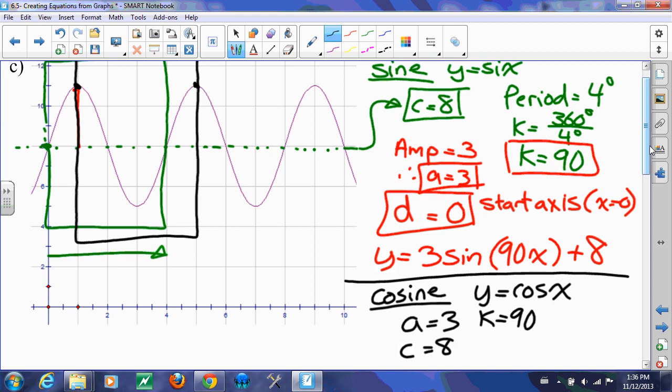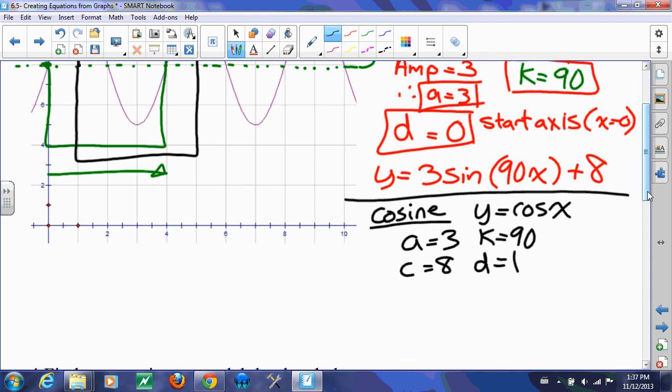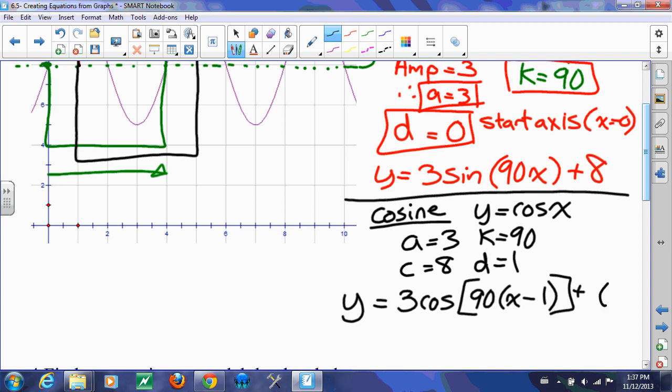What we need to figure out is D. How far over has it shifted? If you take a look, D equals 1. Now you've got your 4 pieces of information, sub it in. So y equals 3 times cos of 90 times x minus 1, which would be degrees if we're talking about sinusoidals, plus 8.